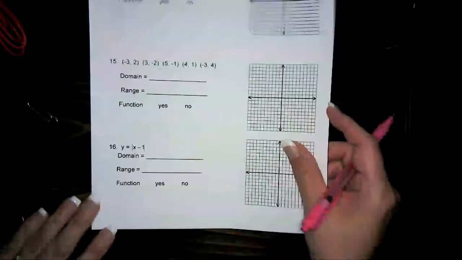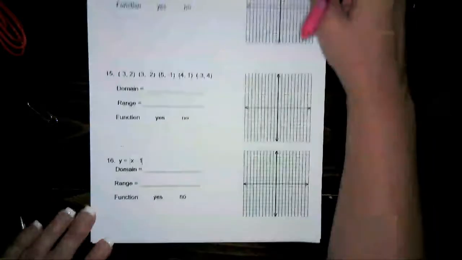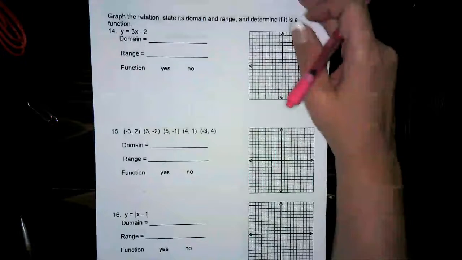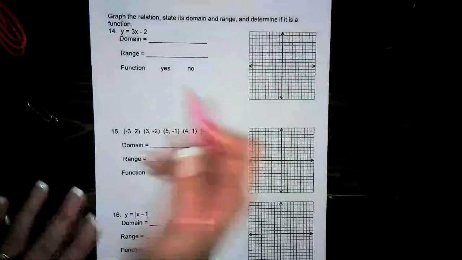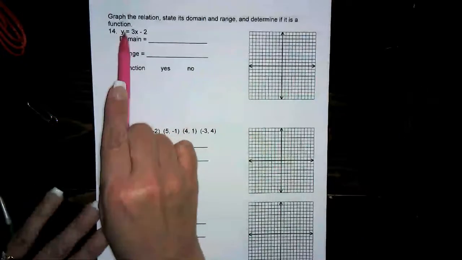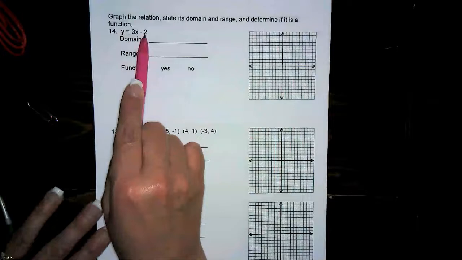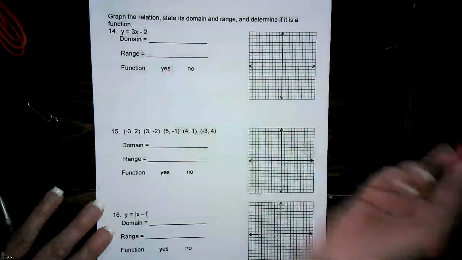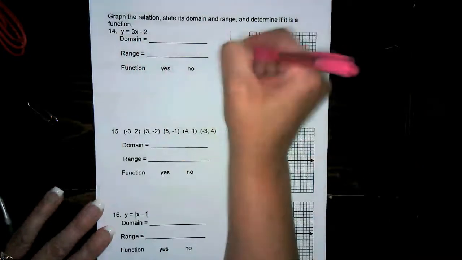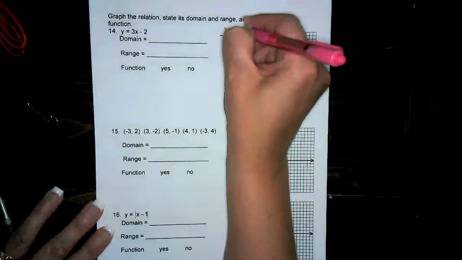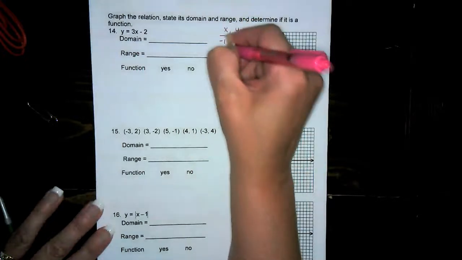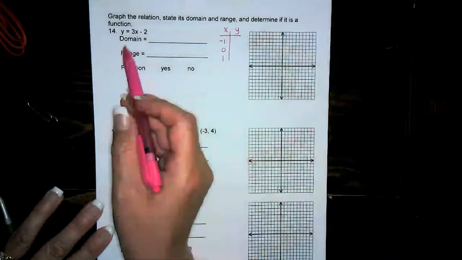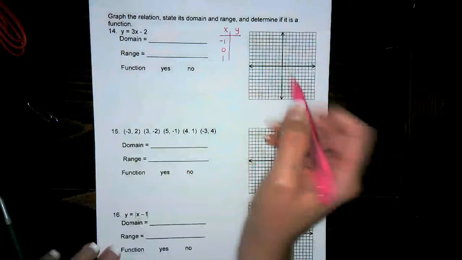All right, just a few more examples here with all of this domain and range. I hope it is coming together for you and you're feeling much more comfortable with it. On number 14 here, we have y equals 3x minus 2. So I'm going to just make myself a little t-table. I'm going to choose some x values and figure out what their y values are, and then I'm going to draw it.